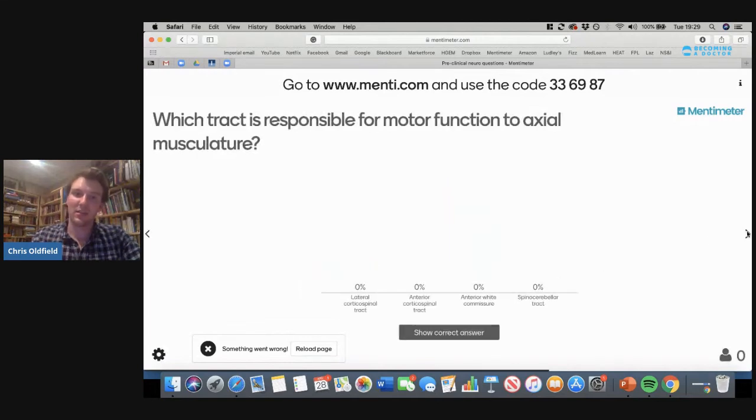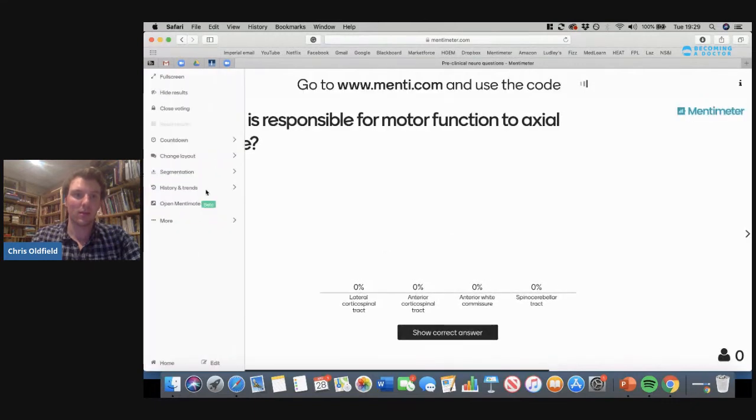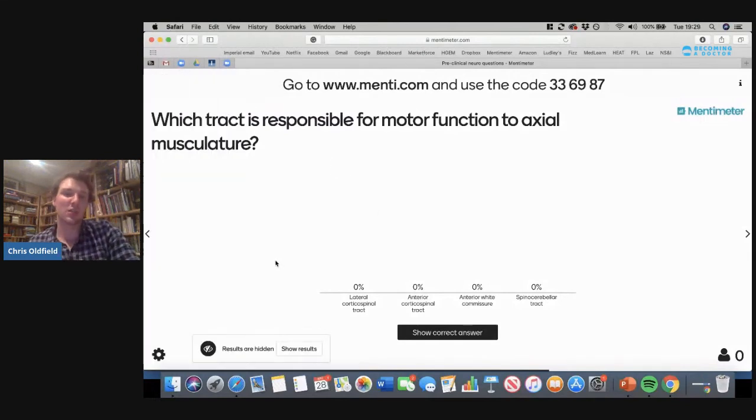And now the next question on this. Just reload it. I'll hide the results. So which tract is responsible for motor function to the axial musculature?